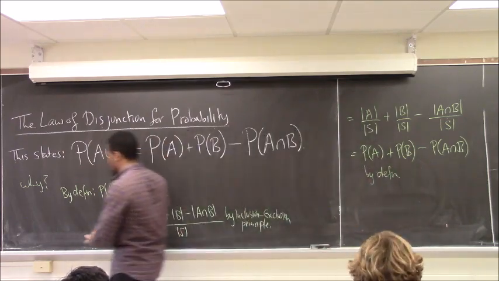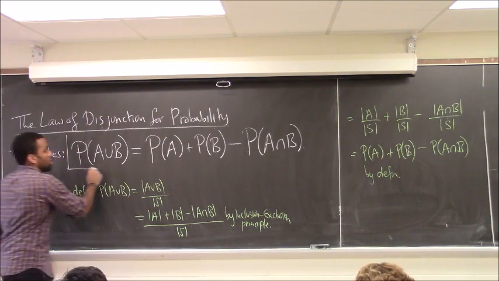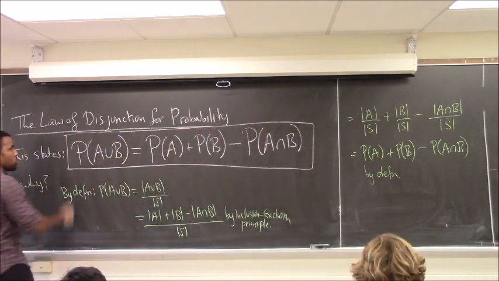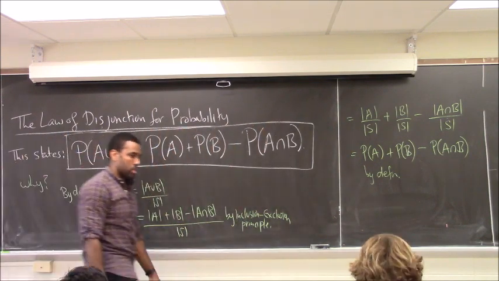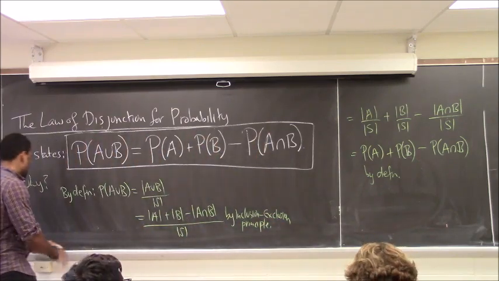So this equation is true. It is an important equation to know. So put it in a box. This is just something we know now. This is a fact. If I want the probability of a union, then that's how I would do it.